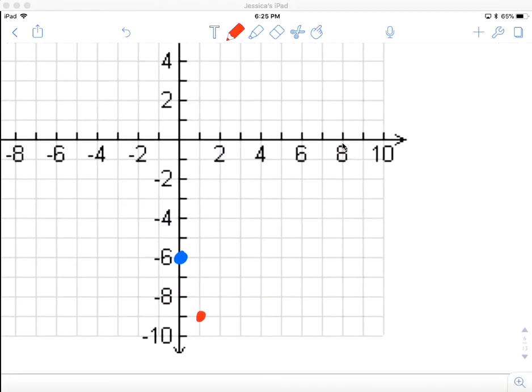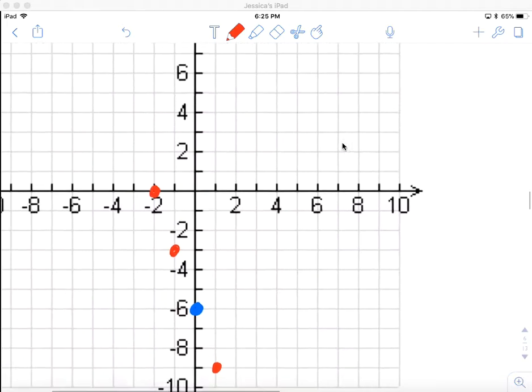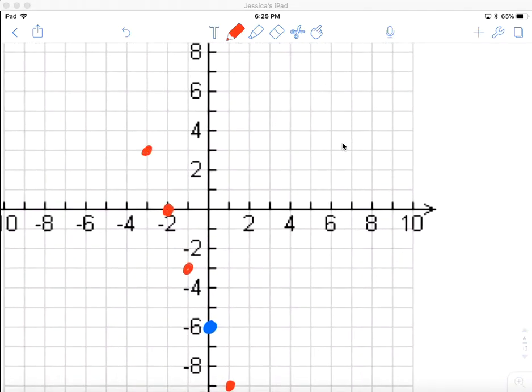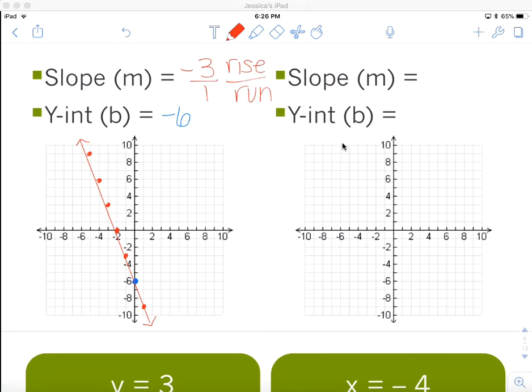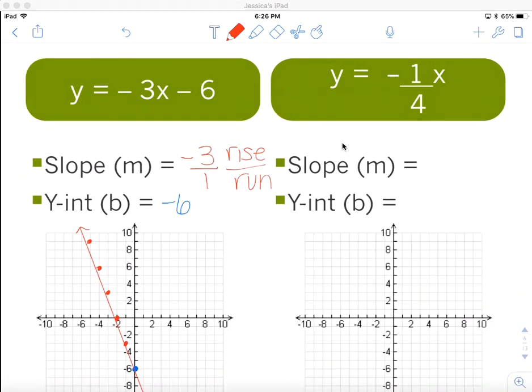If I go up 3, then to keep it negative, I go left 1. Up 3, left 1, all the way across. I would pause the video at this point, try the next one, and then we'll check it together.